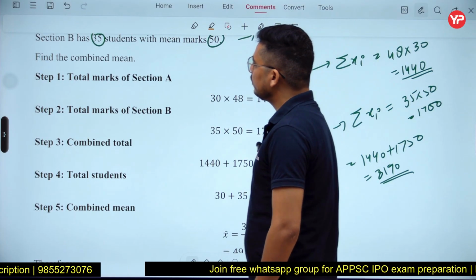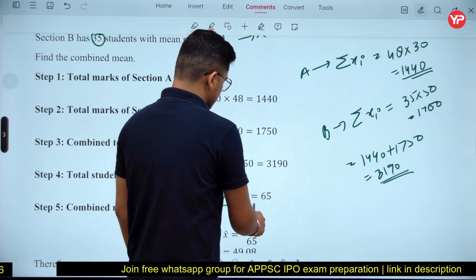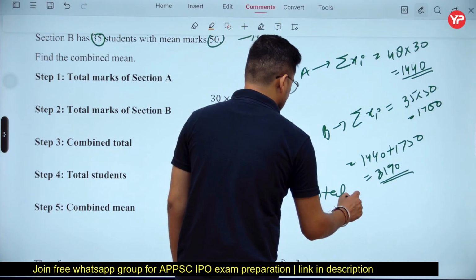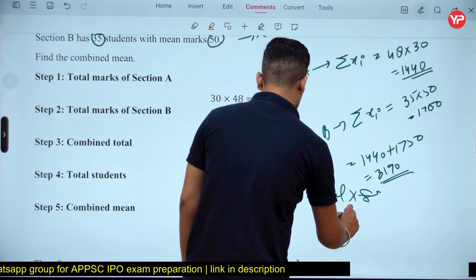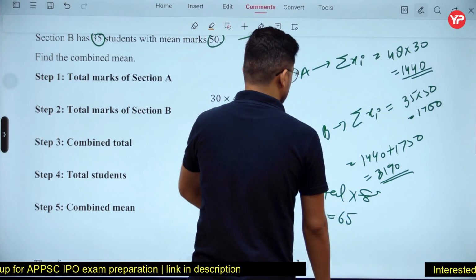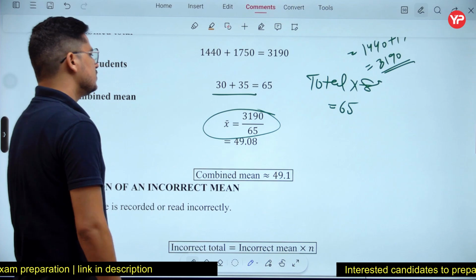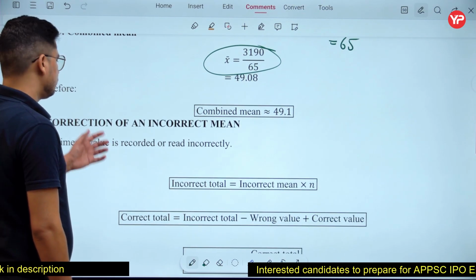Now the first section has 30 students, the second one has 35 students. So the total number of students in class 10 will be 65. Now you can directly calculate the mean, that is 3190 divided by 65, which is 49.1. That will be the combined mean.